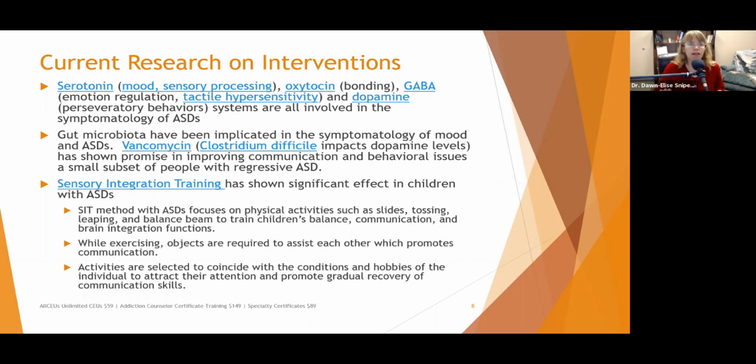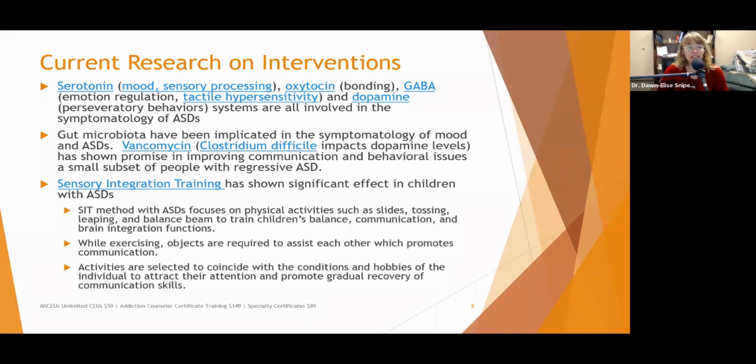When they're walking on the balance beam, they are figuring out their proprioceptive sensors, but then they're also figuring out how to use the words they need to ask for help for balance or whatever they need. While exercising, participants are often required to assist each other. A lot of times this is done with the clinician or with the parent, which promotes communication. So the person with autism is learning to communicate what they need and what they're feeling and what they're experiencing.